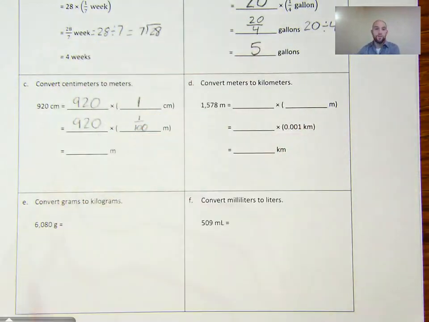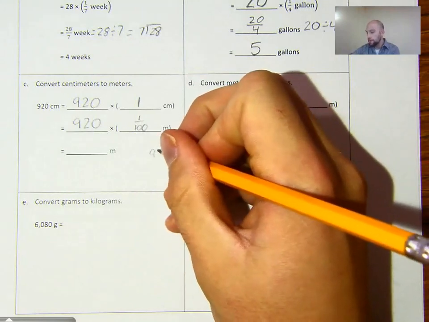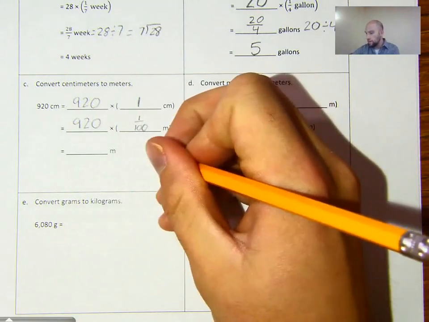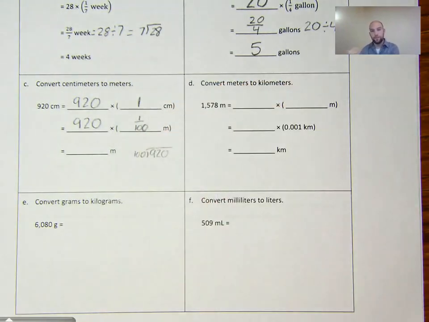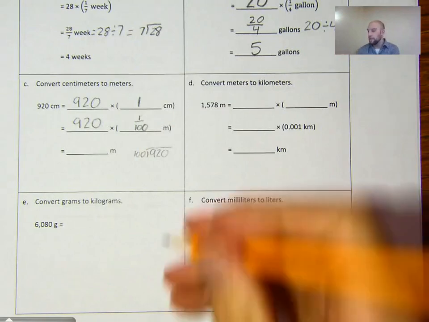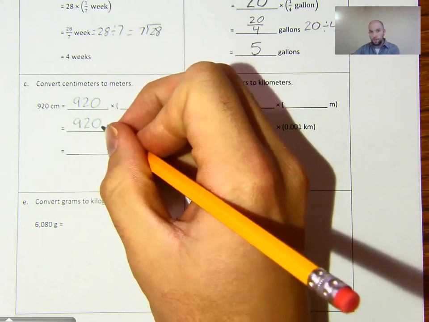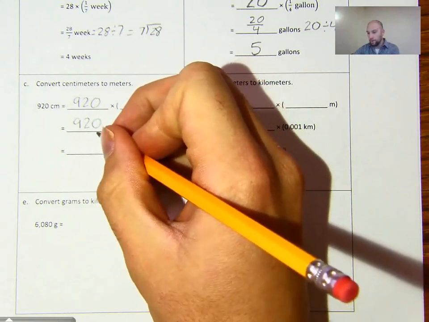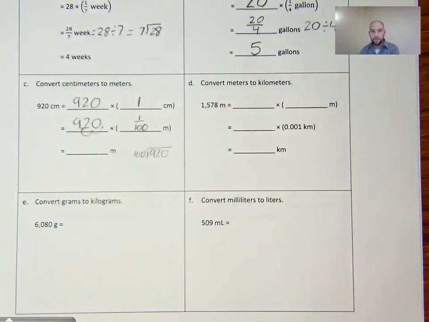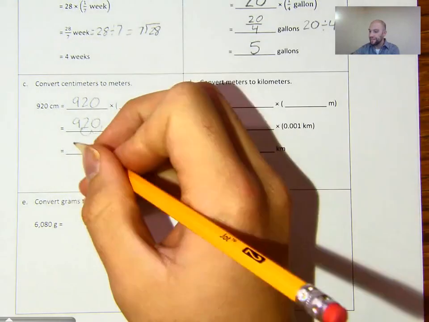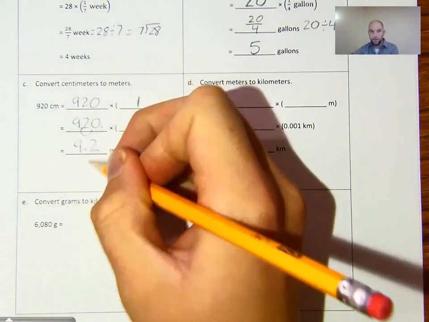When we divide by 100, we shouldn't need to do 920 and then divide by 100 and do our long division. We could do it that way, but it would take us a lot longer than if we know this trick here. When we divide by 100, we can just move our decimal point 2 places to the left, and that would give us 9 and 2/10 of a meter. 9.2.